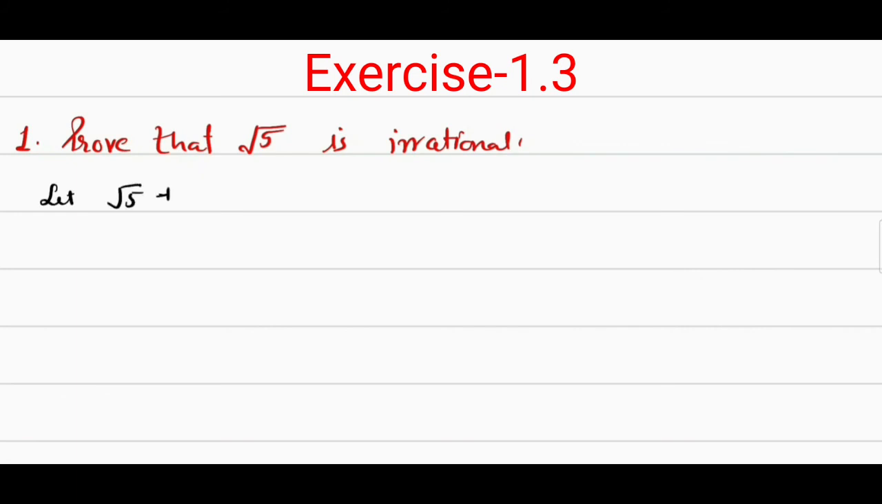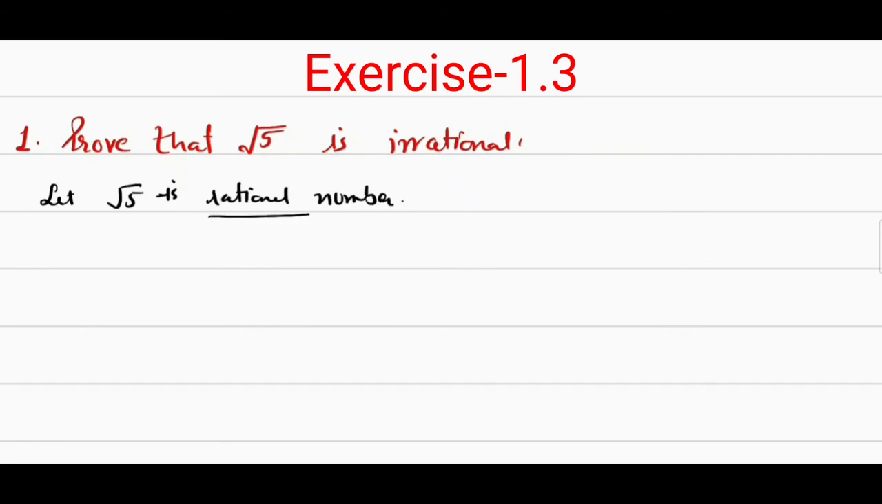Now let's do exercise 1.5. Here the first question is, prove that square root of 5 is irrational. We will use the same technique, called proof by contradiction, to prove this. So for that, we'll let the square root of 5 be a rational number.